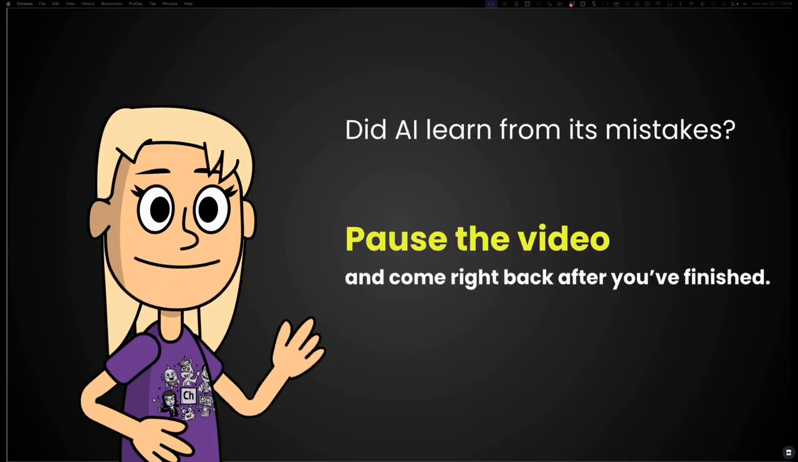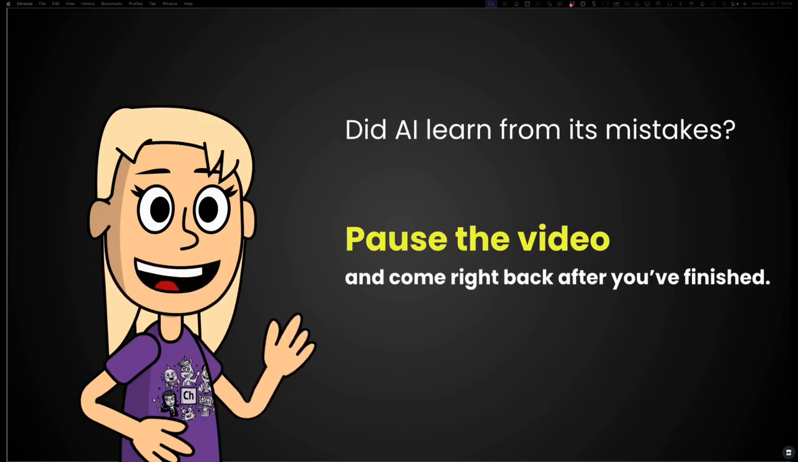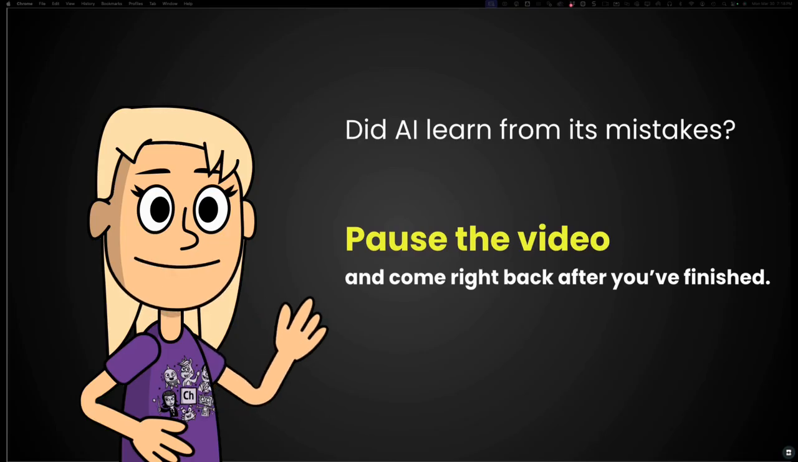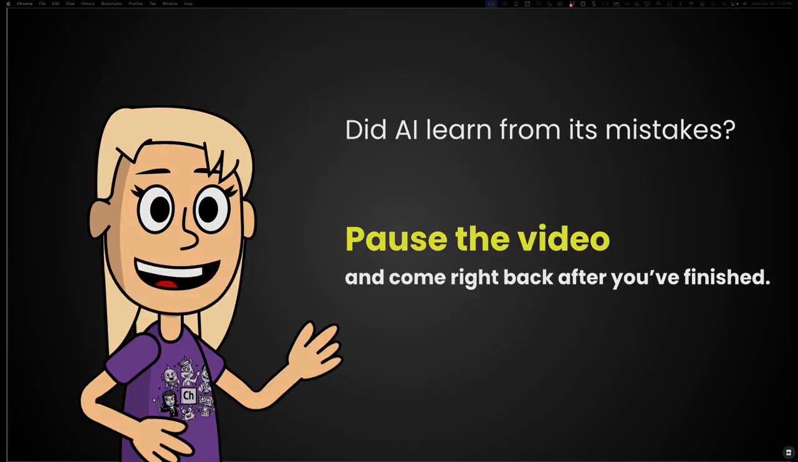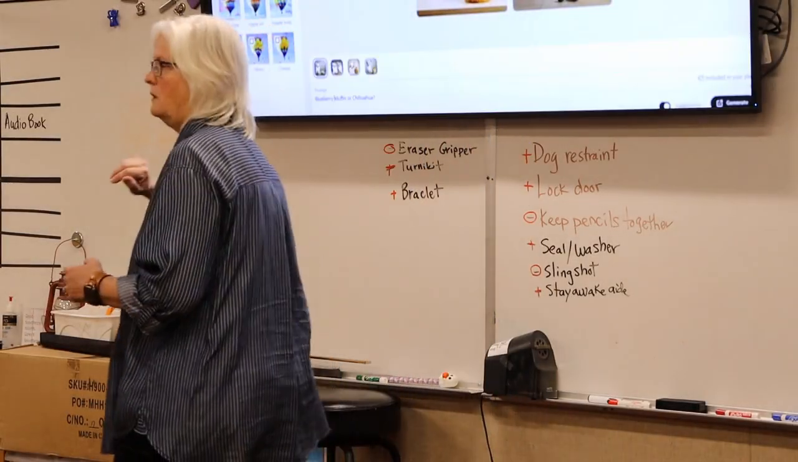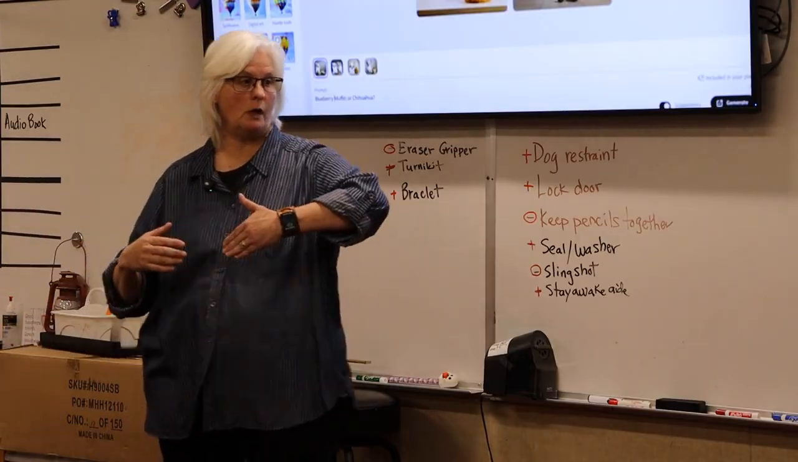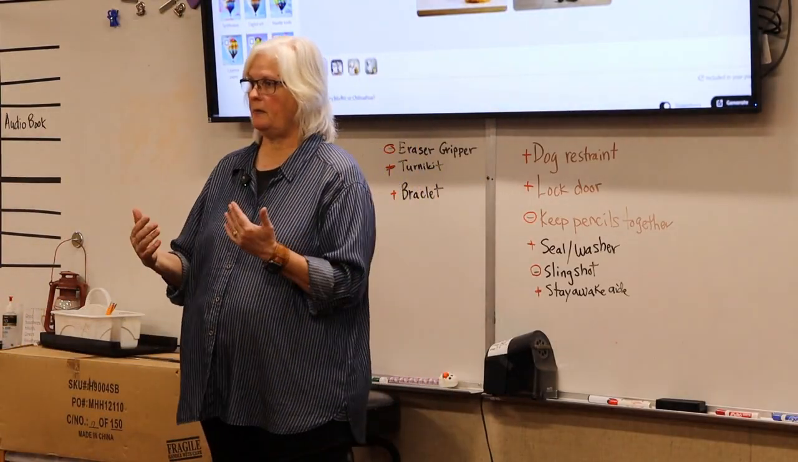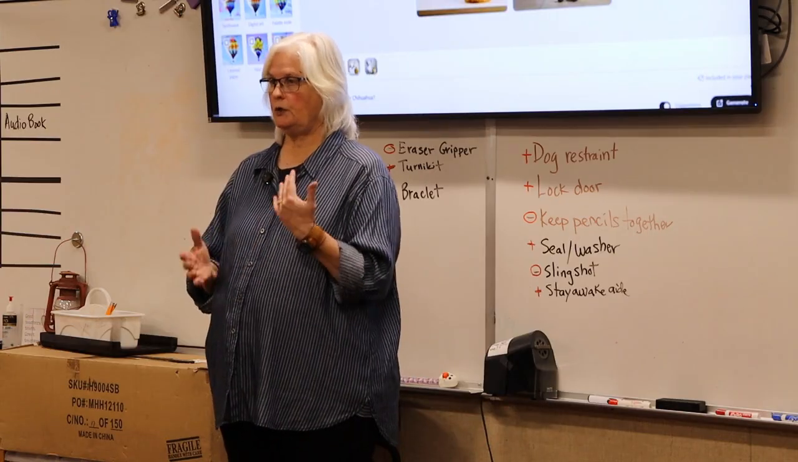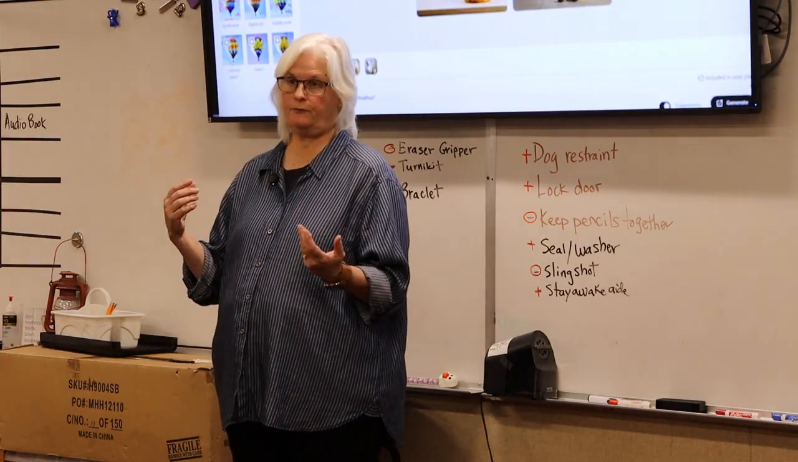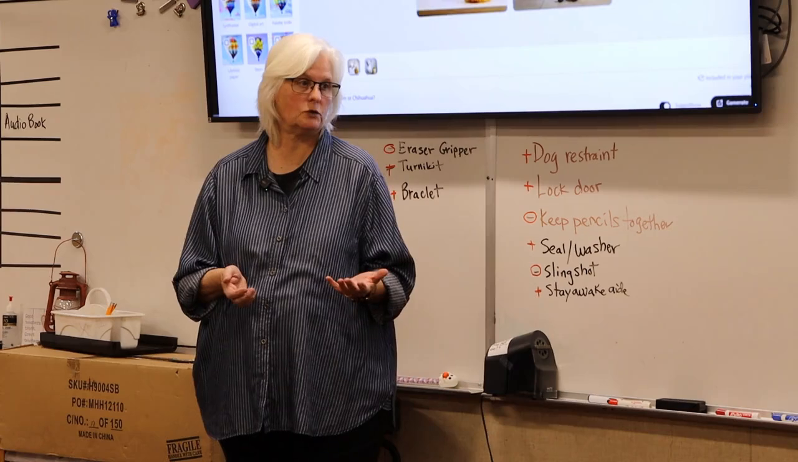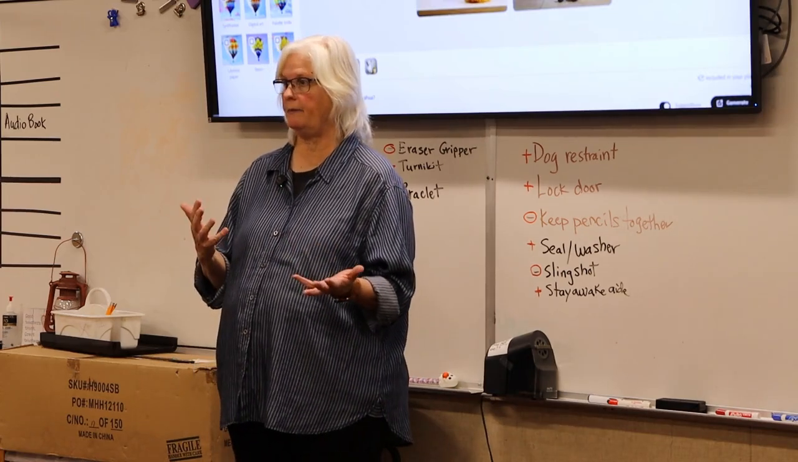So, did AI learn from its mistakes? After you watch the videos, pause the video to have a class discussion about what you noticed, and when you're finished, come on back. In all fairness, the first picture that I showed you of the Chihuahua versus muffin, the AI couldn't tell the difference, and some of the muffins look like Chihuahuas and some of the Chihuahuas look like muffins.